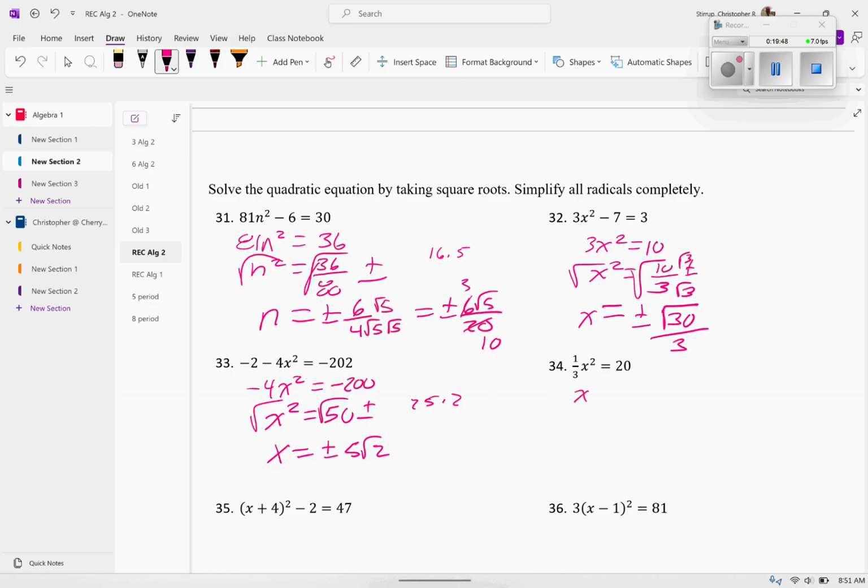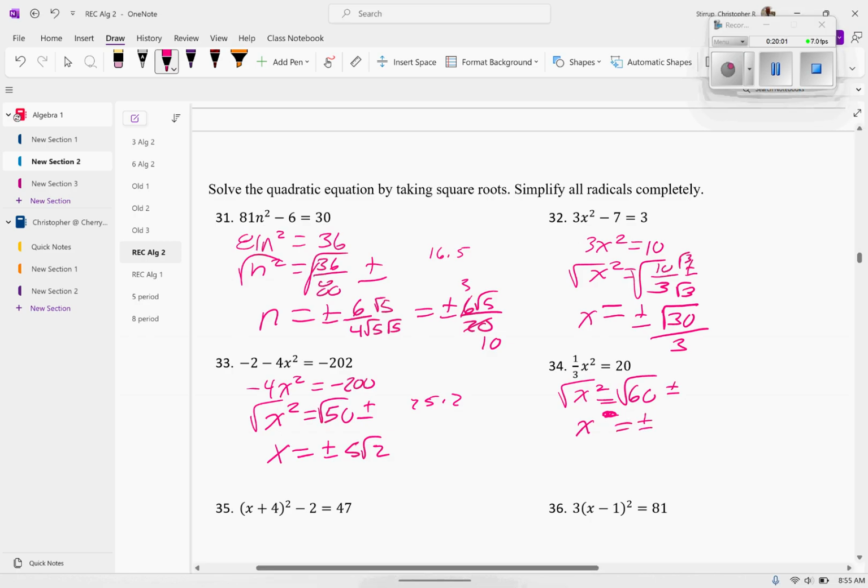I'll multiply both sides by 3 on this one. So that's 60. Root, x, or don't forget the plus minus. All right, so I'm going to break 60 down. 60 is going to break down to 4 times 15, so square root of 4 is 2, so I get 2 root 15.